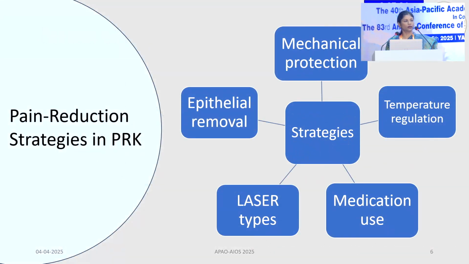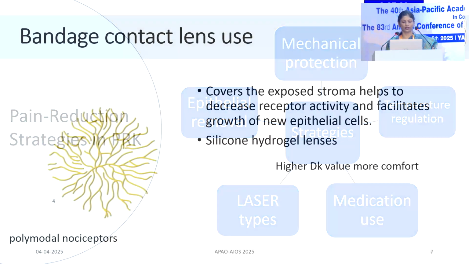So there are several strategies through which we can minimize this post-operative discomfort, and these include mechanical protection with the help of BCL, temperature regulation by corneal cooling measures, judicious use of medications in the post-operative period, and choosing the right laser ablation profile and epithelial removal techniques. So I'll take them one by one, and they all work in different ways.